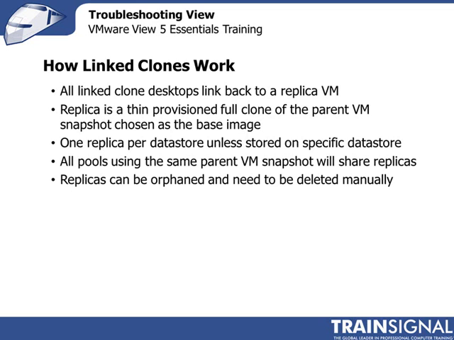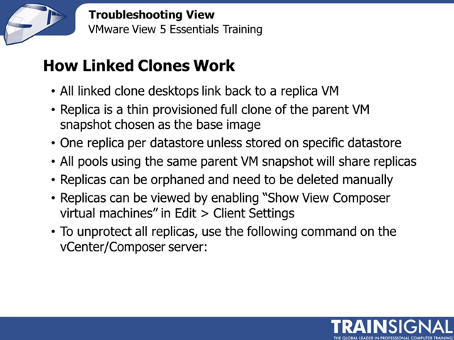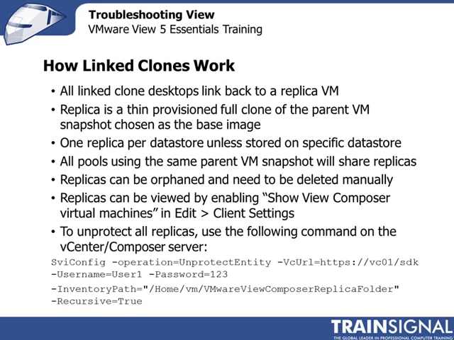Now occasionally replicas can be orphaned and will need to be manually deleted from vCenter. In order to see the replicas within vCenter, which are hidden by default, you'll need to go into the client settings for the vSphere client and enable the Show View Composer Virtual Machine setting, which will then present a new folder under which you'll find all of your replica VMs. Those replicas will still be protected entities, so you won't be able to do anything with them. So in order to delete replicas, you can use the SVI config utility to unprotect all of the replicas. You can see this command on the screen now.